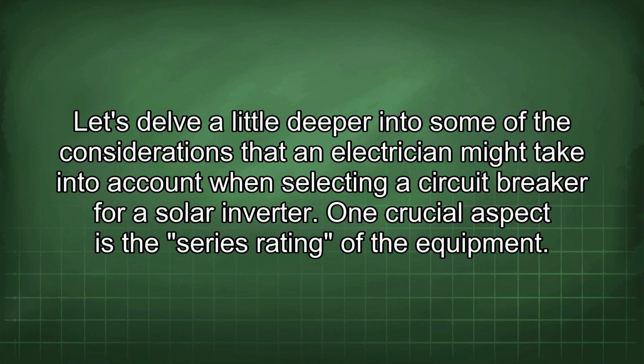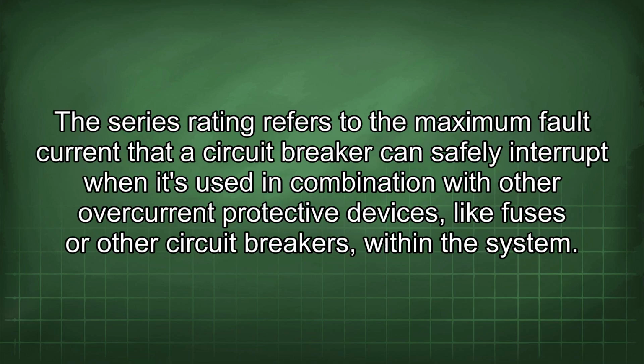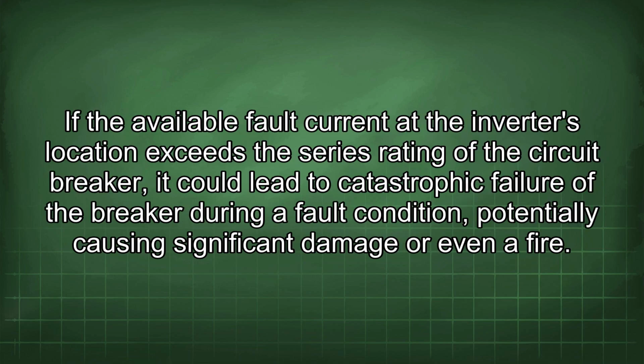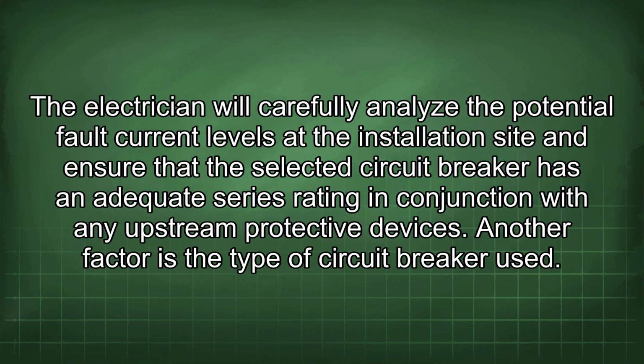One crucial aspect is the series rating of the equipment. The series rating refers to the maximum fault current that a circuit breaker can safely interrupt when it's used in combination with other overcurrent protective devices like fuses or other circuit breakers within the system. If the available fault current at the inverter's location exceeds the series rating of the circuit breaker, it could lead to catastrophic failure of the breaker during a fault condition, potentially causing significant damage or even a fire. The electrician will carefully analyze the potential fault current levels at the installation site and ensure that the selected circuit breaker has an adequate series rating in conjunction with any upstream protective devices.